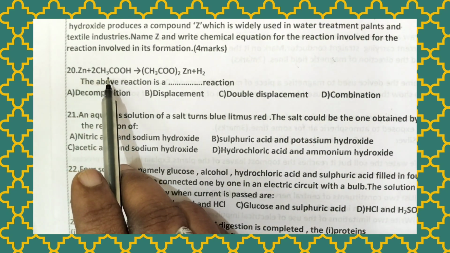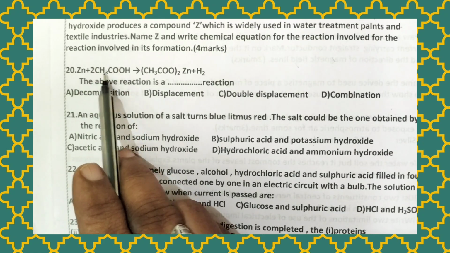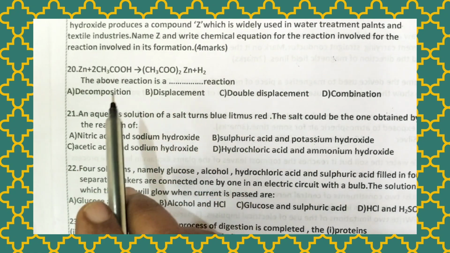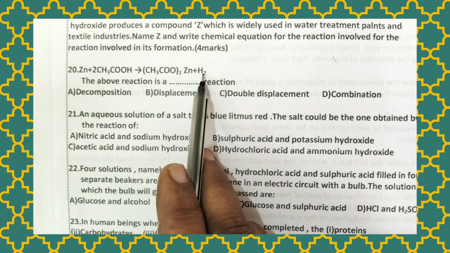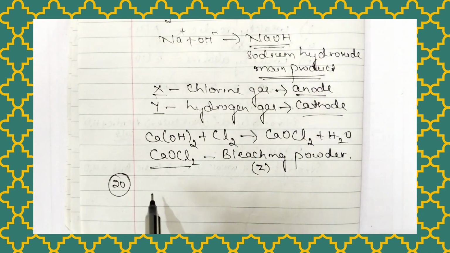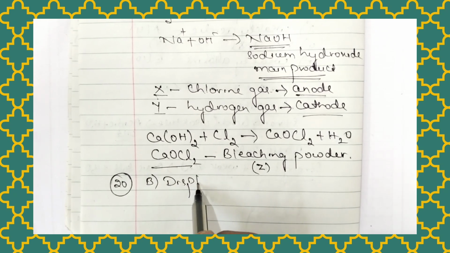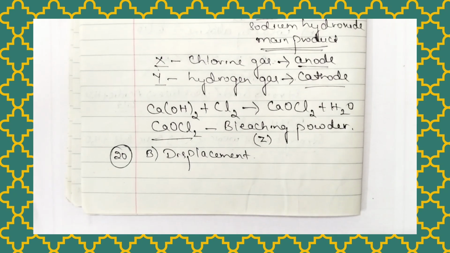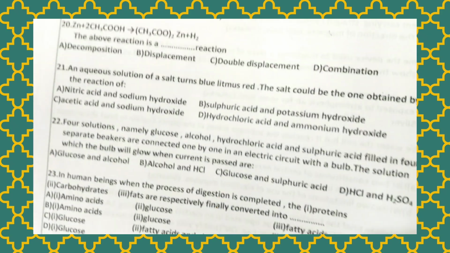Zn plus 2CH3COOH, that is a reaction of a metal with an acid. This is a weak acid. When a metal reacts with an acid, salt and hydrogen are liberated. The question asks what type of reaction this is. Here hydrogen is displaced, so it is a displacement reaction. For the 20th question the right option is B, displacement reaction, because hydrogen is displaced. Now let us move to question number 21.